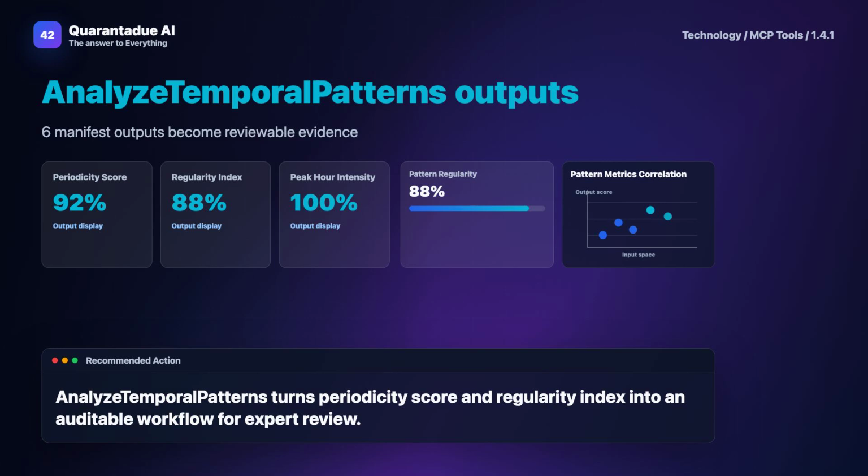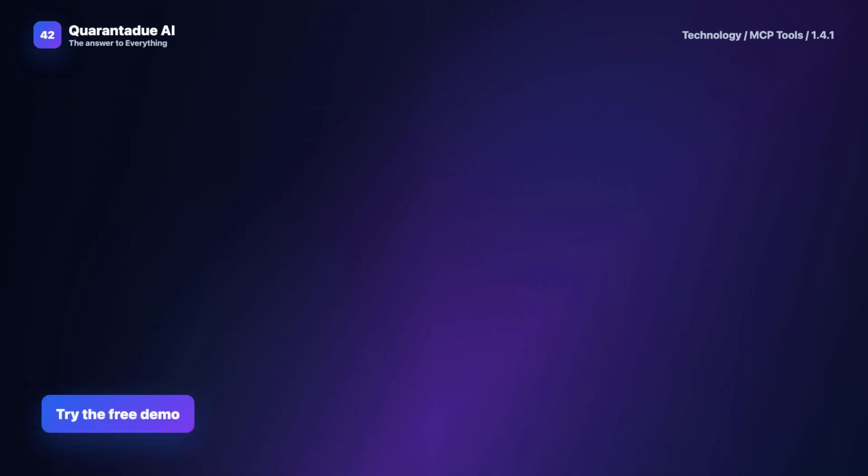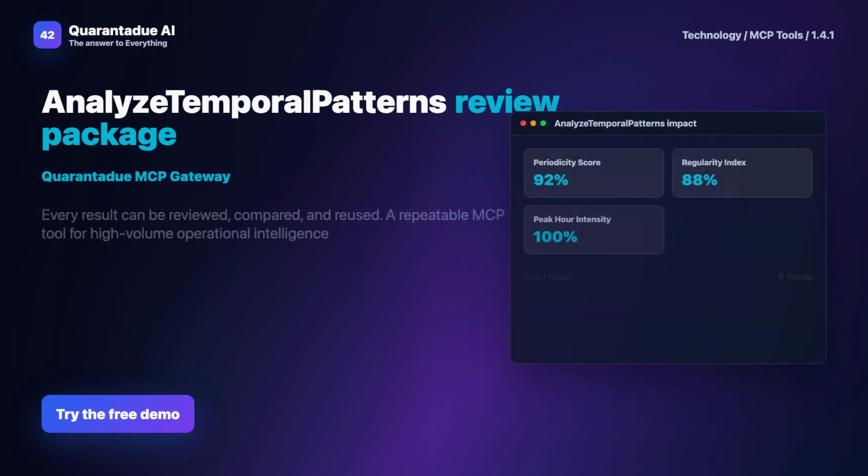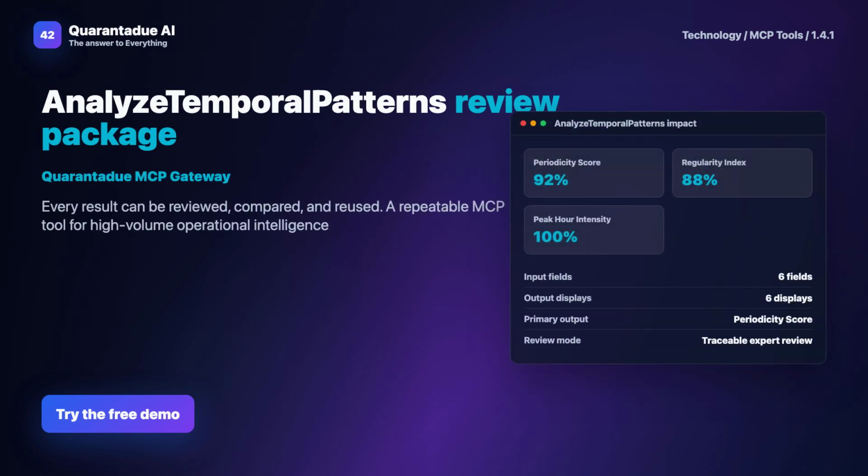Let me walk you through a hypothetical example. Imagine a retail platform with microservices. Variables include user traffic peaks every Friday evening and database maintenance every Sunday at 2 a.m. AnalyzeTemporalPatterns would detect these patterns, correlate them with error rates, and show that the Friday peak causes a 20% latency increase. You'd then adjust scaling rules proactively, avoiding downtime. The outcome? Measurable improvement in reliability without claims, just data-driven insight.